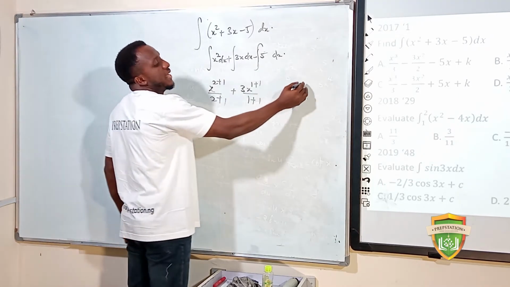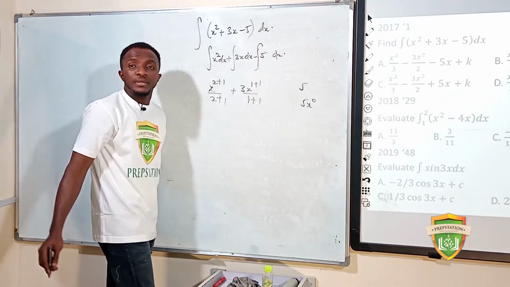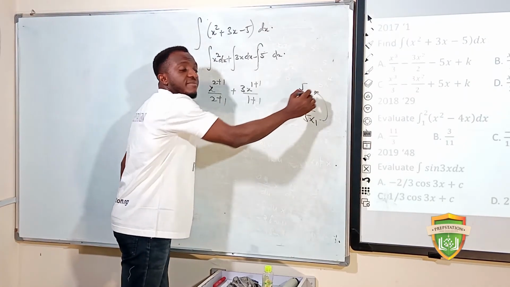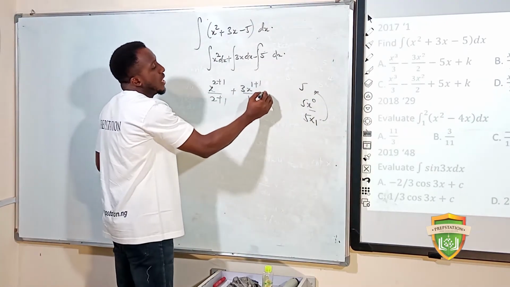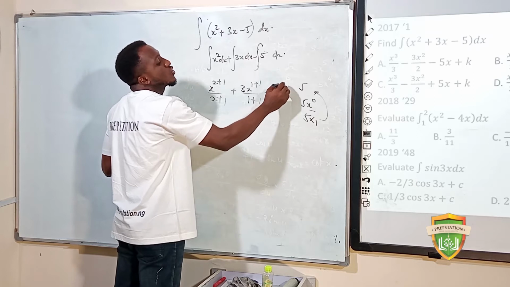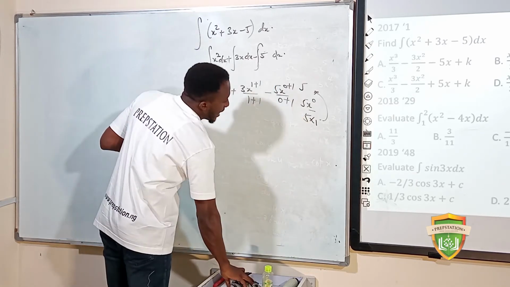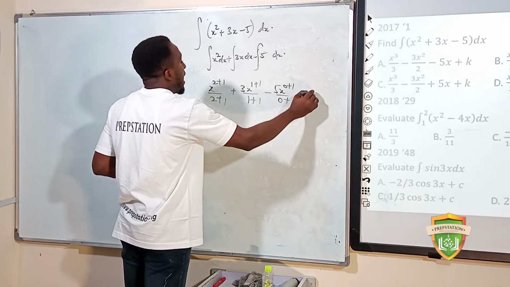Please pay attention. Now, 5 is the same thing as 5x raised to power 0, because x raised to power 0 is 1, so 5 times 1 is 5. So we can write 5 as 5x raised to power 0. So if we did that, we're going to have 5x raised to power 0 plus 1 over 0 plus 1. And then we have our arbitrary constant added to it.